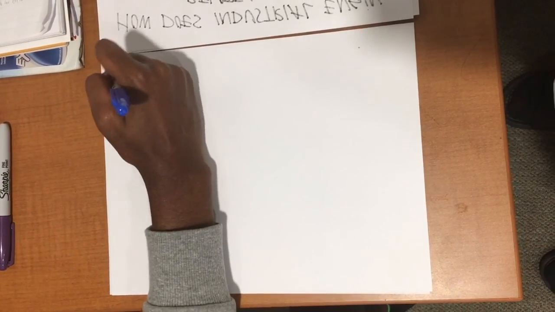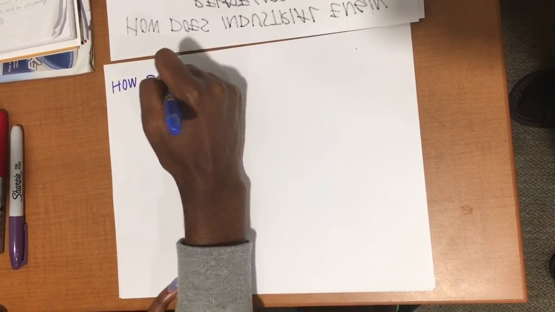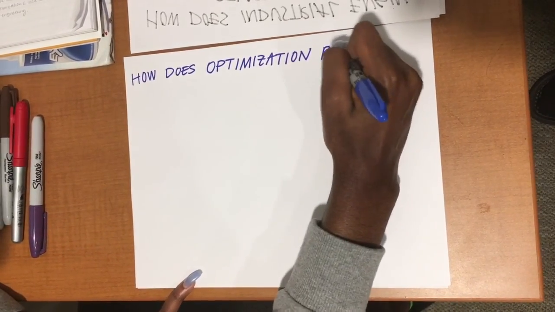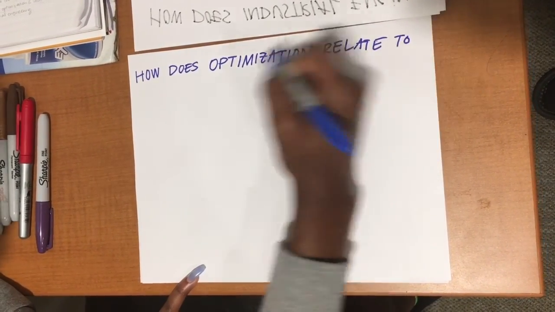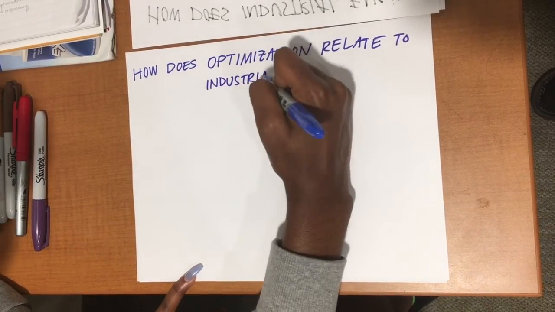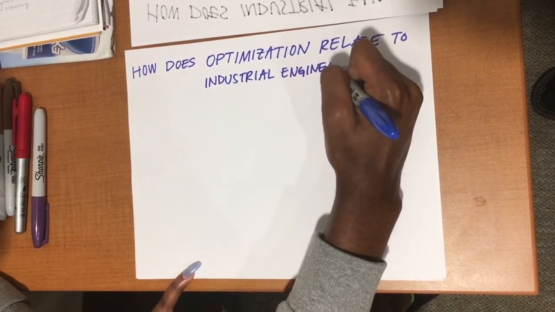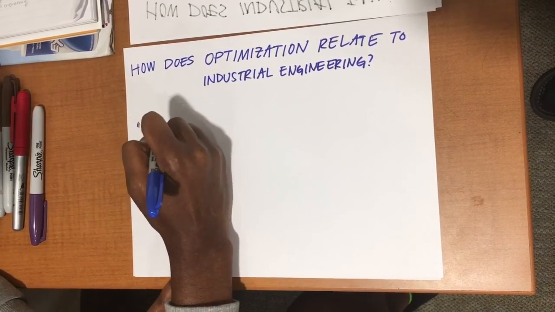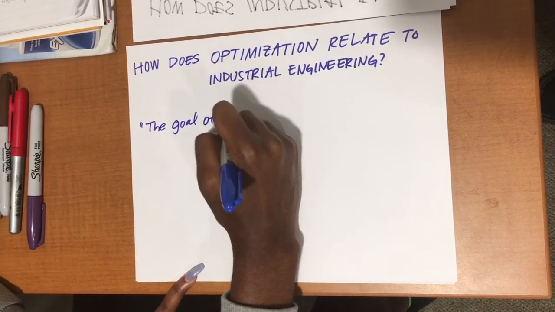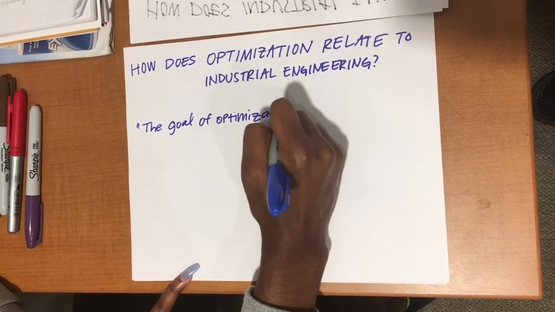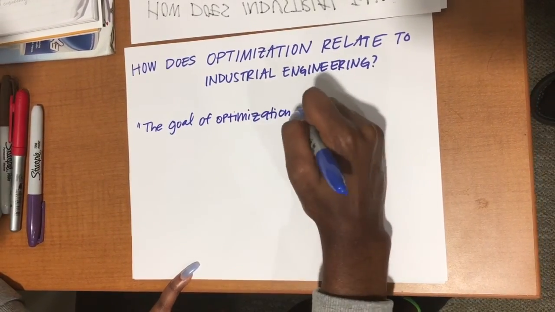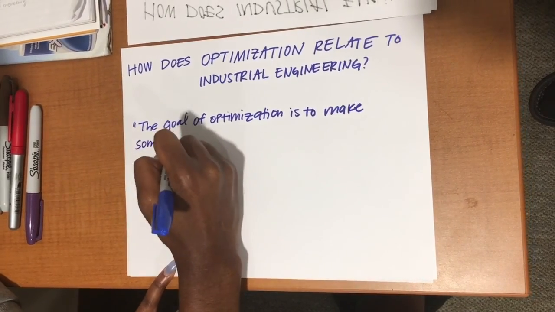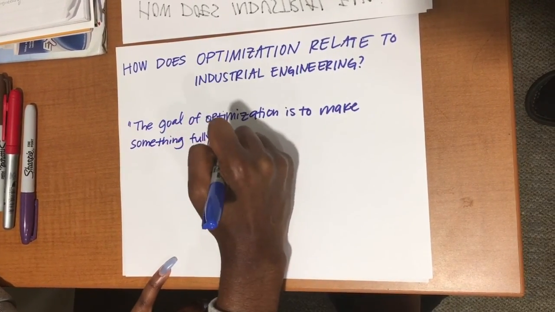Now, we're going to focus on what optimization is and its applications. How does optimization relate to industrial engineering? The goal of optimization is to make something as perfect, functional, or effective as possible.